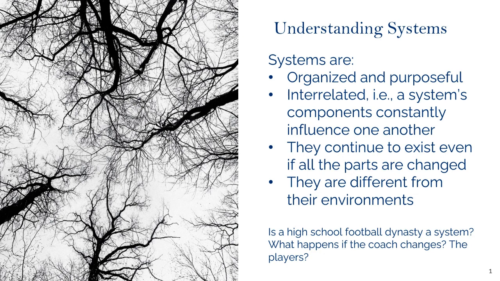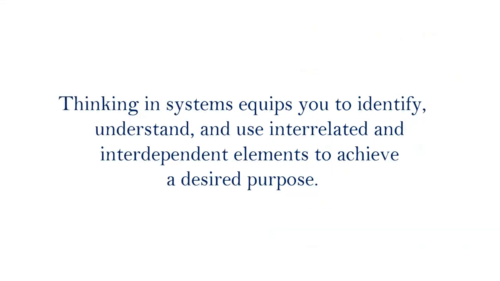So when we talk about broken systems, there's really no such thing as a broken system. A system does what a system is designed to do forever and ever, amen. And the only way to change it is to change its design. So systems are interrelated. Its components constantly influence one another. A system will continue to exist even if all of the individual parts are changed, and systems are different from their environments.